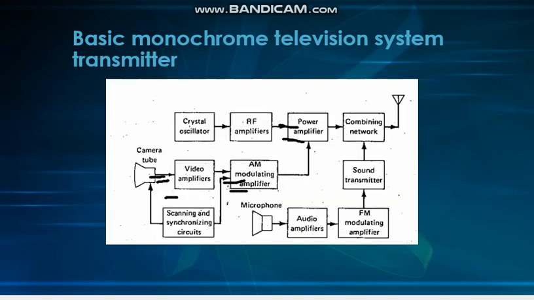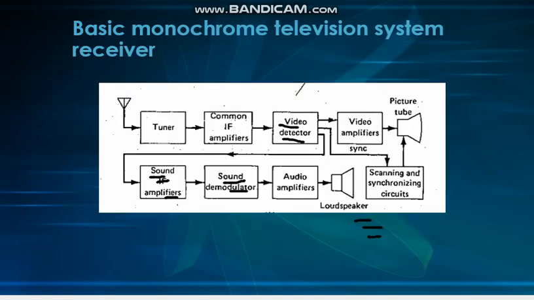Now you can see in the transmitter section there is an FM modulating amplifier used as an audio amplifier, an audio modulation technique. So the same modulation technique will be used here too. Then the audio amplifier will amplify the audio and we will listen to it from the loudspeaker. That is a very simple task and simple circuitry, as in radio receivers.